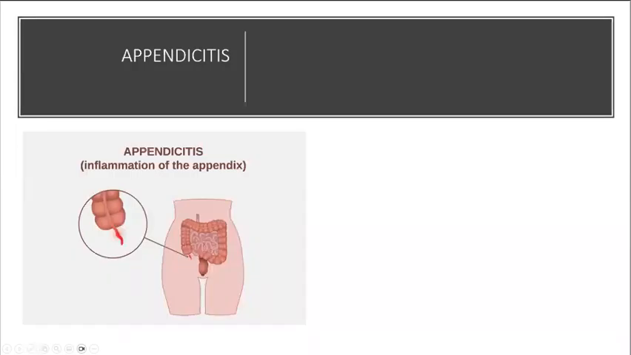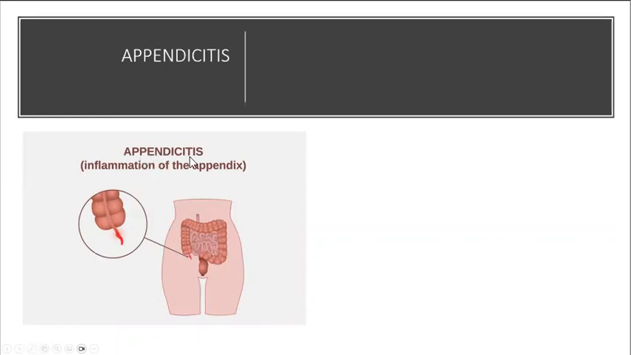We're going to continue with alterations in body system. We'll pick up from where we left, and we'll be looking at appendicitis. Again, just like I've always mentioned, you always want to break down words on the NCLEX, and that will give you an idea of what the disease process is about.